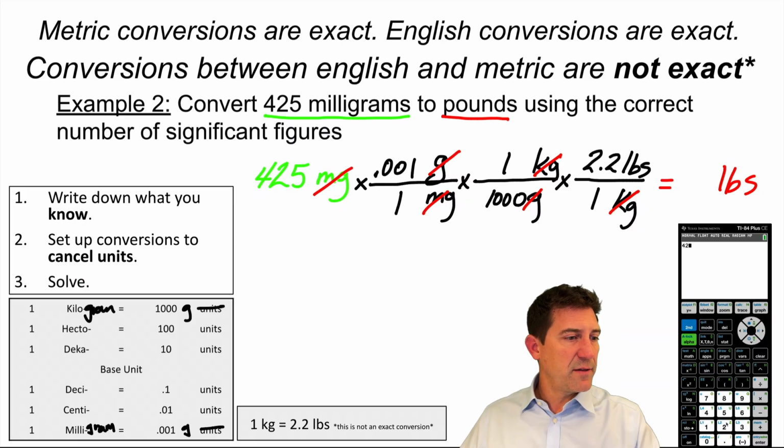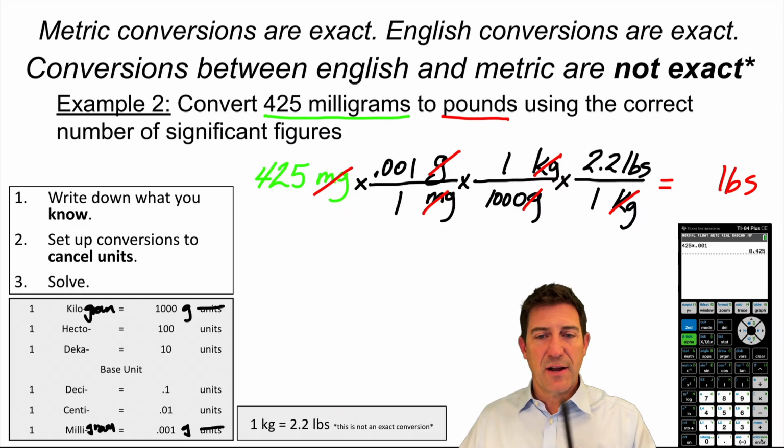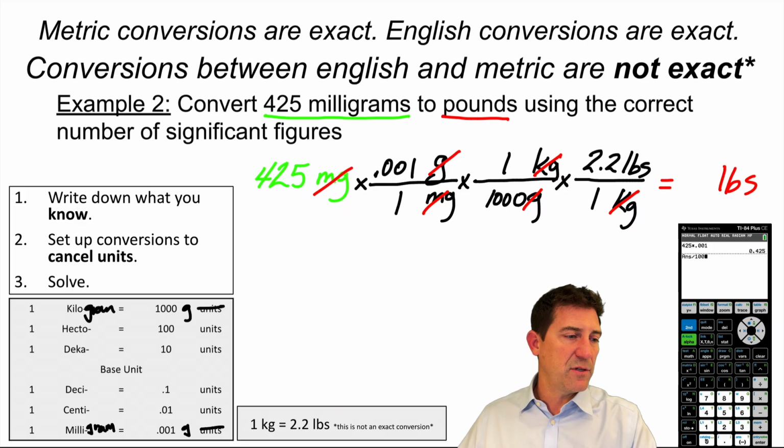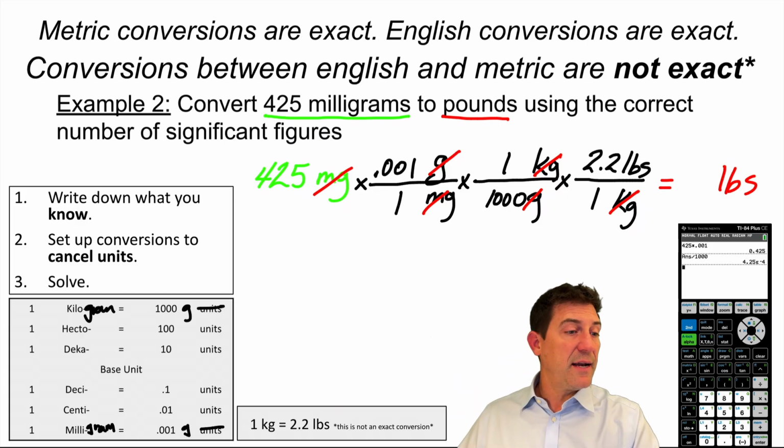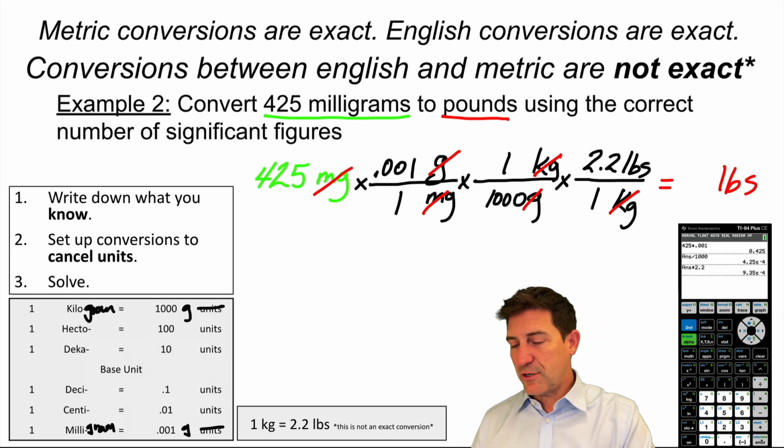Using my shortcut method, we have 425 times 0.001. I'm going to hit enter. I don't need to divide by 1. I don't need to times by 1 kilogram. I'll just take that whole answer divided by 1,000. I'll hit enter, and then I look at the next part of the problem. I take everything on my calculator times 2.2. I hit enter, and there's the answer on the screen.